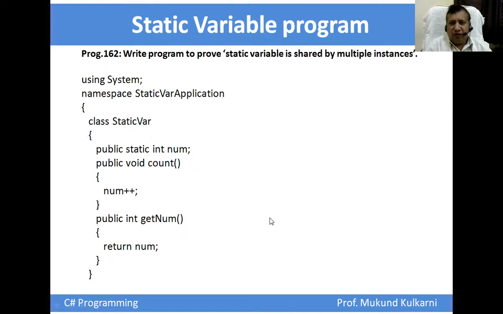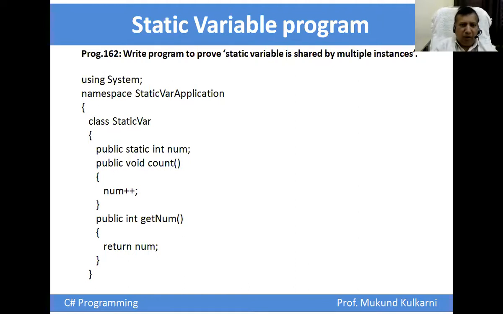Now here is a simple program to understand static variables. Here we are creating a namespace known as StaticVarApplication. We are writing this program to prove that a static variable is shared by multiple instances. We are going to create one class, and that class will have multiple objects, and all objects will share the same instance of that static variable. That is what I'm trying to show with this program.